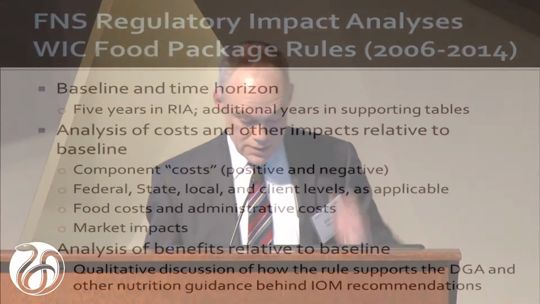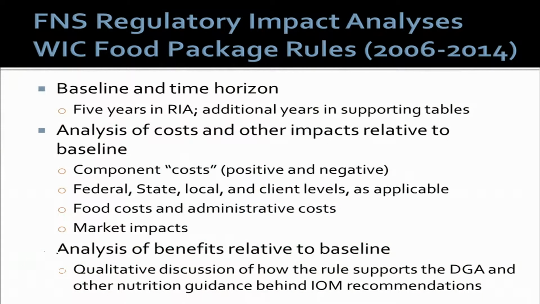And I should just add that the detailed estimate of cost, benefits, and impacts should apply both to the primary estimate as well as the alternatives considered and not pursued. These are the elements of the analyses that FNS has prepared for its proposed, interim, and final food package rules in 2006, 2007, and 2014.